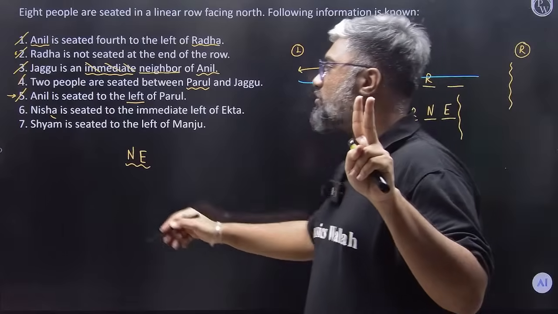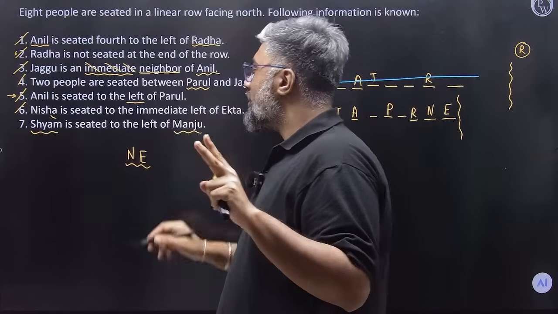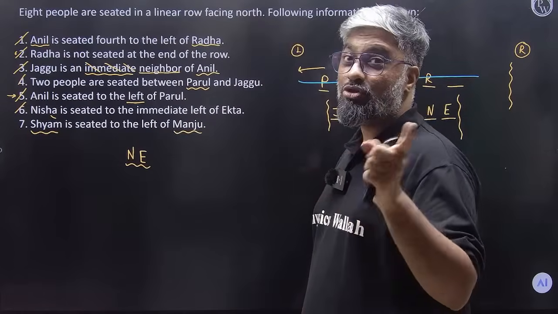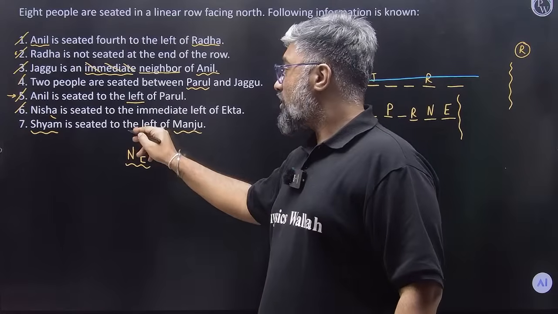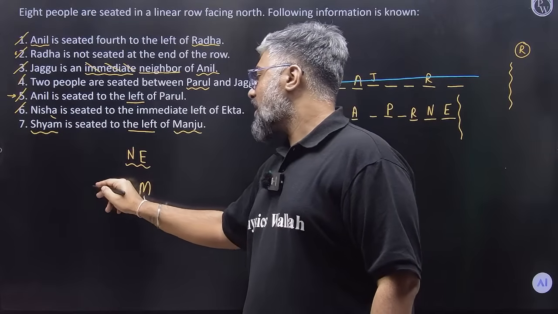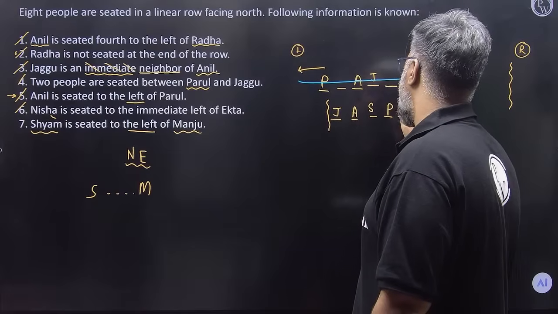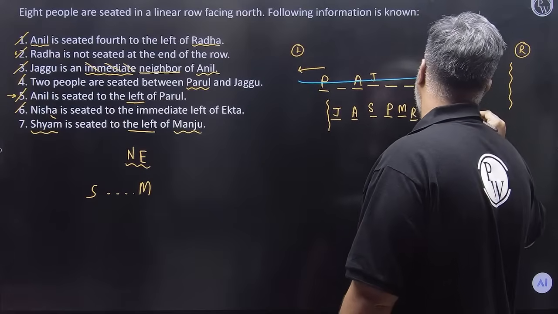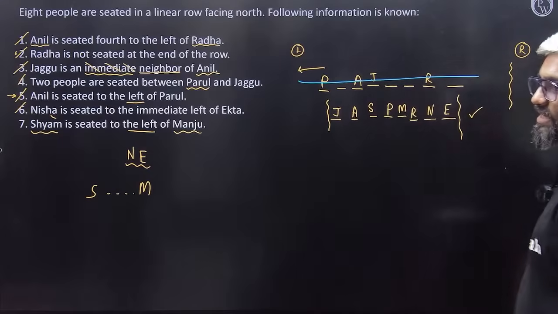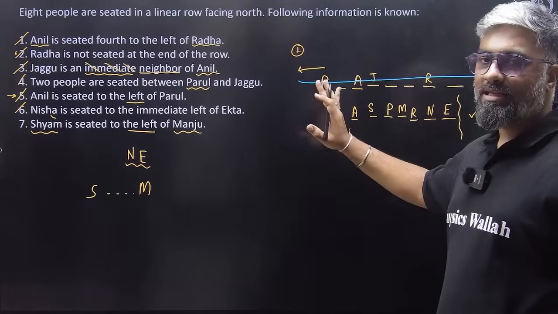Who are these 2 seats going to go for? It's going to go for Shyam and Manju. They're saying Shyam is left of Manju, not immediate. So wherever Manju is sitting, Shyam should be somewhere to the left of her. So this has to be Shyam and this has to be Manju. Do we have the entire arrangement? Oh yes. J A S P M R N E. Beautiful. Nice. Is everybody getting this arrangement?